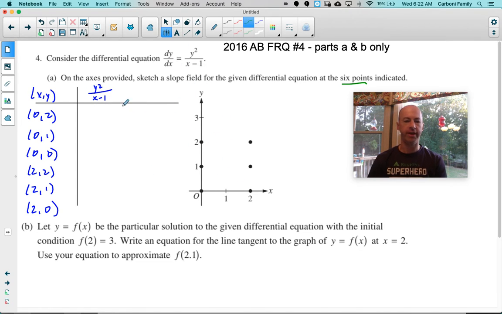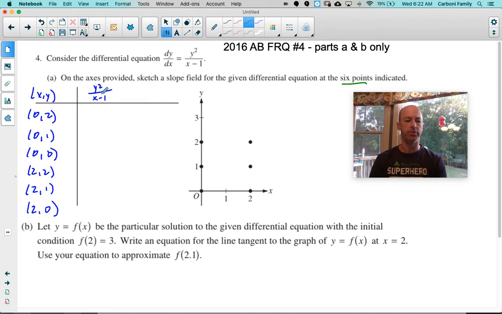Every now and then I give a slope field problem to my students, and they'll just forget to include a point. So all we're going to do is compute the slope at each of those 6 points and then draw a small line segment with that slope. So I think it's safer to do a table. You don't have to, but I think it makes it a little bit easier.